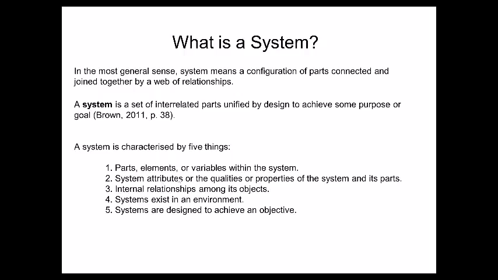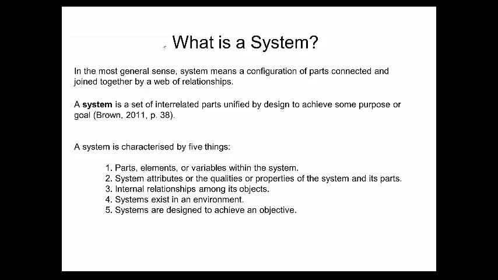There is another definition which adds another dimension to it, which says that it's not just that they are unified parts, but that every system exists for some purpose. And we know that, right? A family as a system exists for some purpose. An organization as a system exists for a purpose. Society at large exists for a purpose. So systems also have a defined purpose.